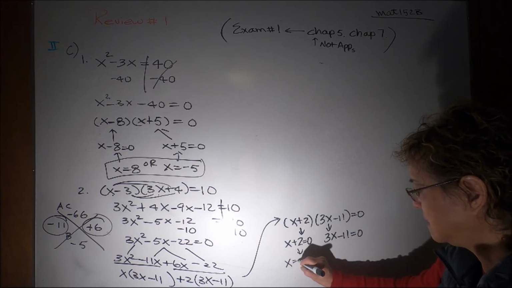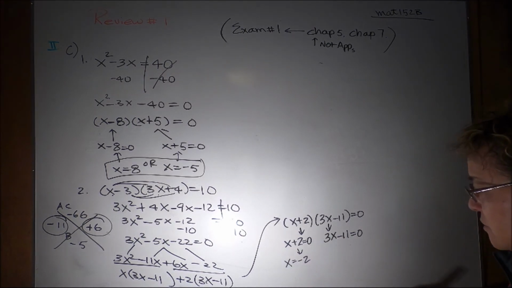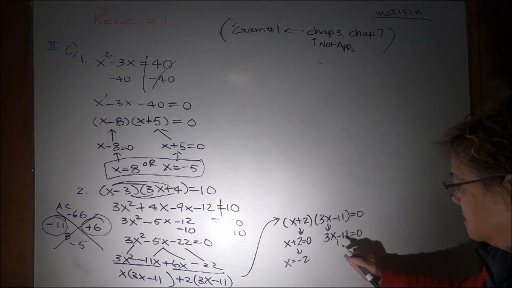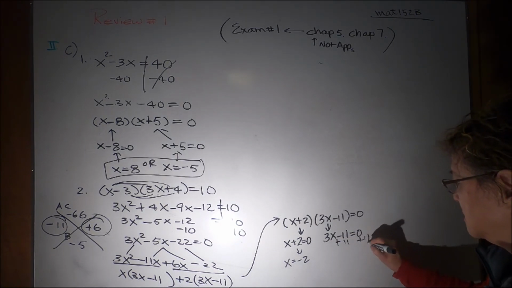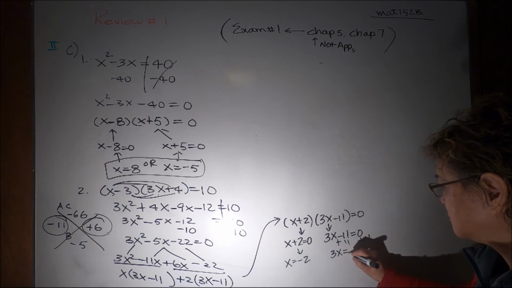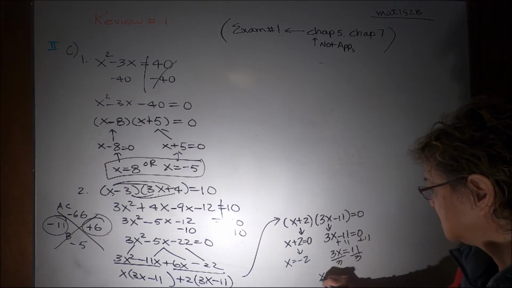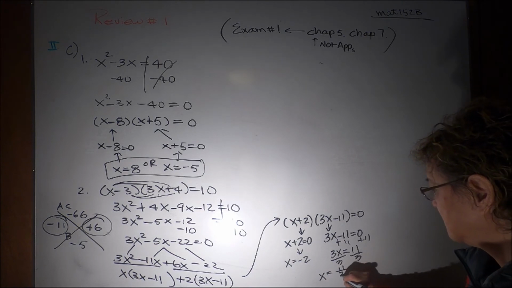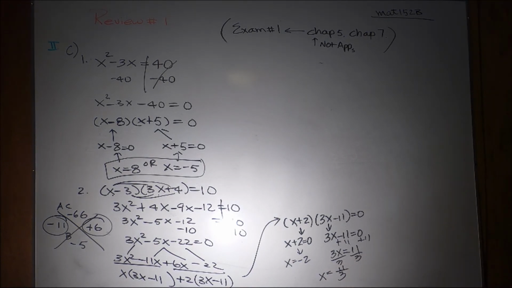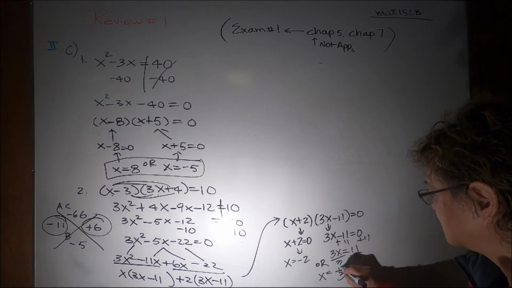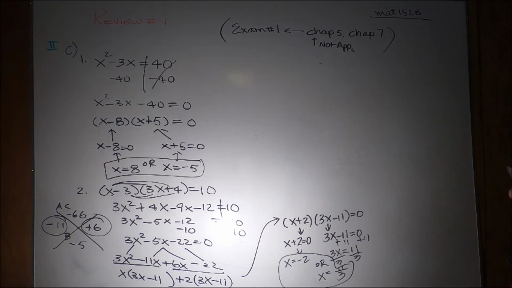So that will be, right, -2. Then for this one, you need to add 11. So you have 3x equals what? 11. Then you divide it by 3. So your x is what? 11/3. Right? So you have 2 answers for this one.